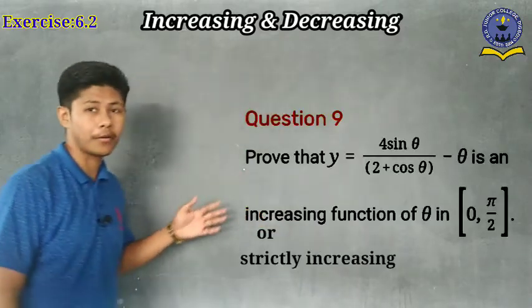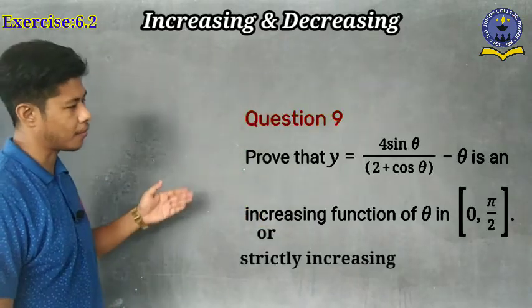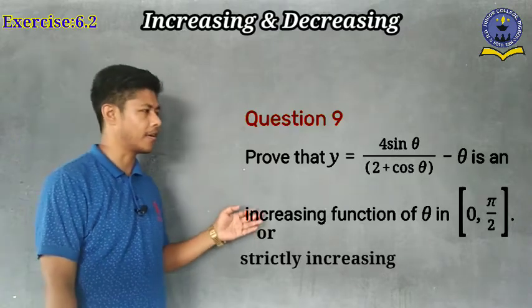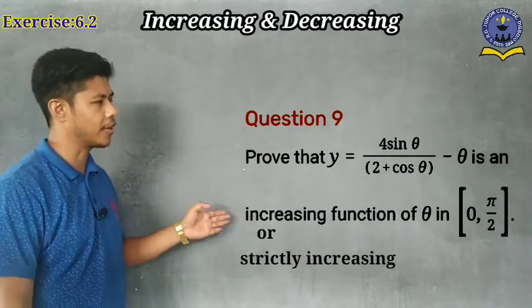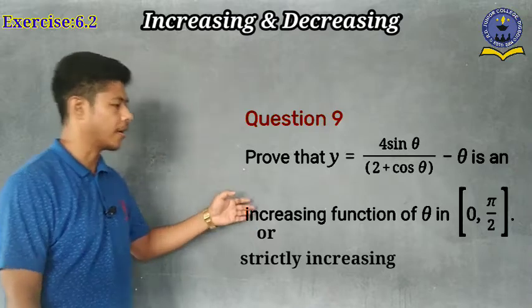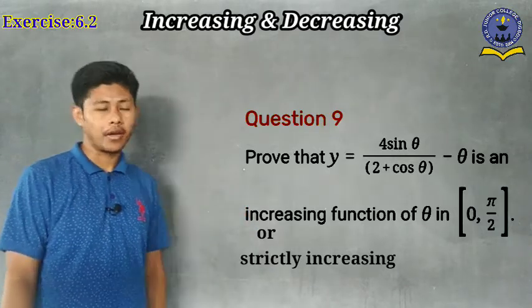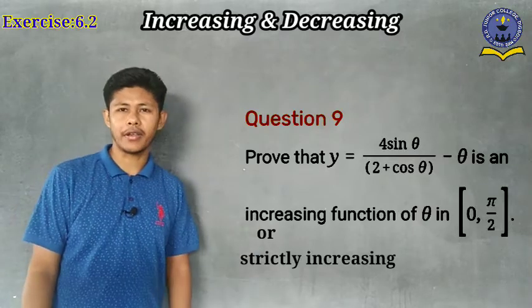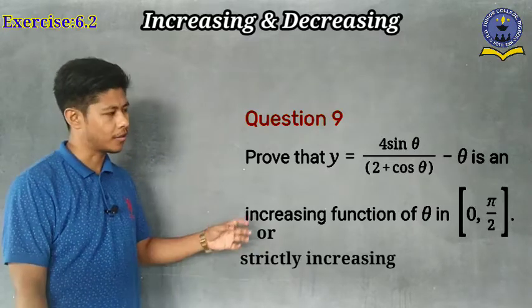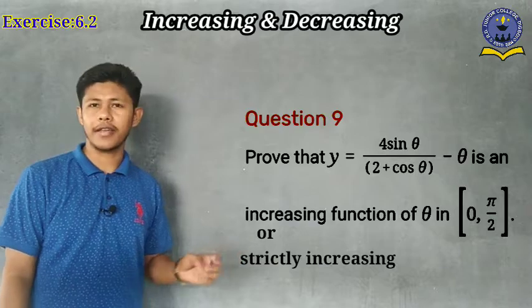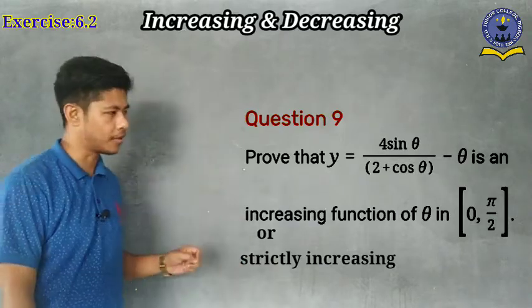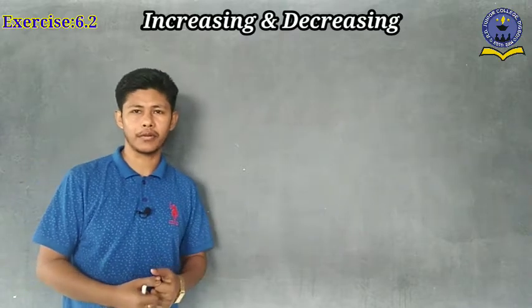If you see the question here, what is given? The function given here, we need to prove it is strictly increasing in the interval 0 to pi by 2. Isn't it? The function is given here and we need to prove this is strictly increasing. This type of question is actually asked in the exam. These questions are very important from the examination point of view. So you have to see how we can do this question.